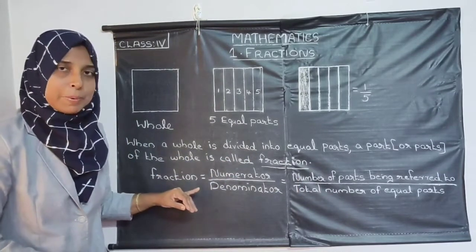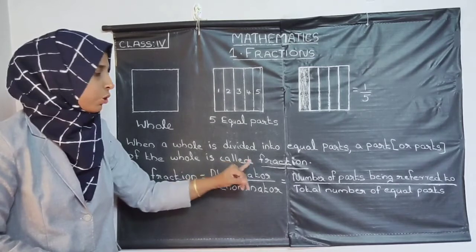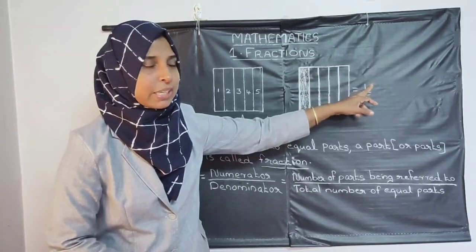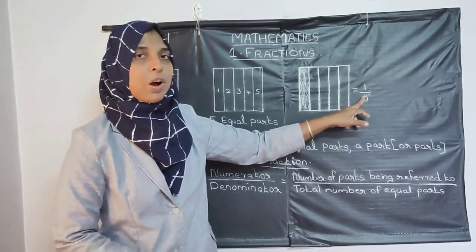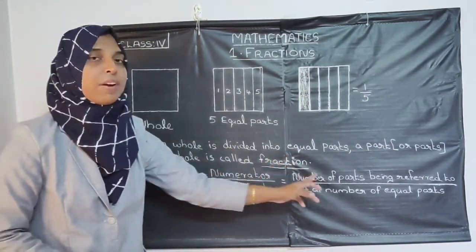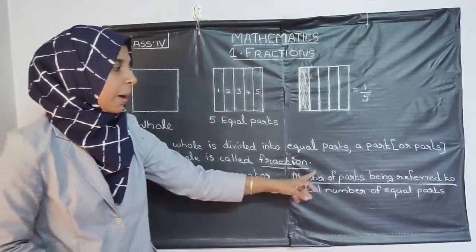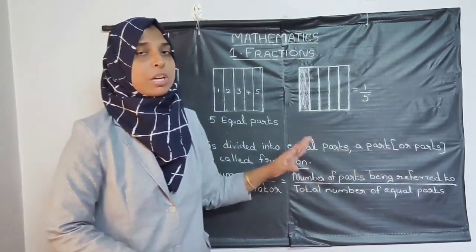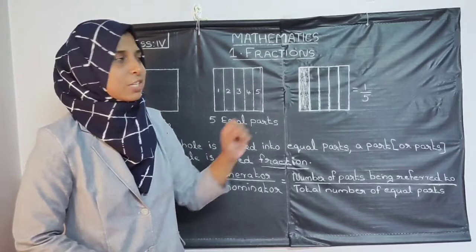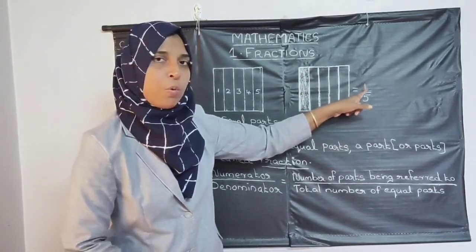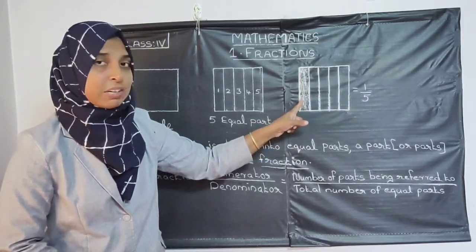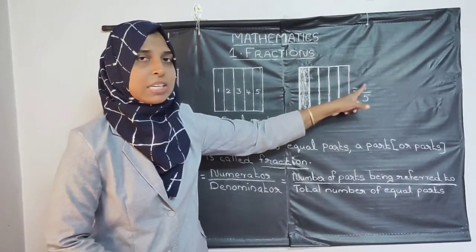And how can we represent a fraction? A fraction is equal to numerator by denominator. The number above is called the numerator and the number we are writing below is called the denominator. And how are we writing the numerator? Numerator means the number of parts being referred to, or the number of parts we are taking. Here, only one part is shaded, so in the numerator we have 1. From the 5 equal parts, only one part is shaded. So the numerator here is 1.